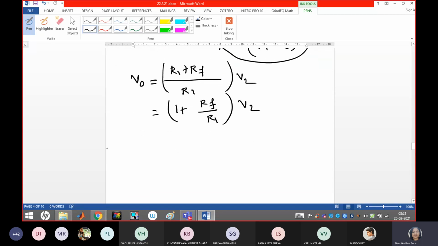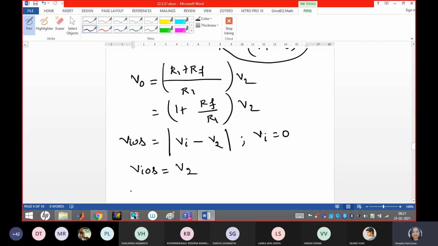Now, as per the definition, VIOS is nothing but V1 minus V2, the difference between the two applied voltages, right? So here V1 is 0. So what should be the VIOS value? V2. Yes, input offset voltage is nothing but V2 voltage. So VIOS is equal to V2.